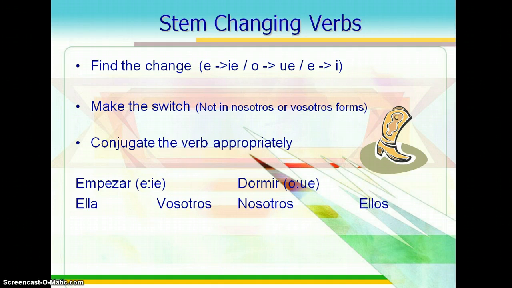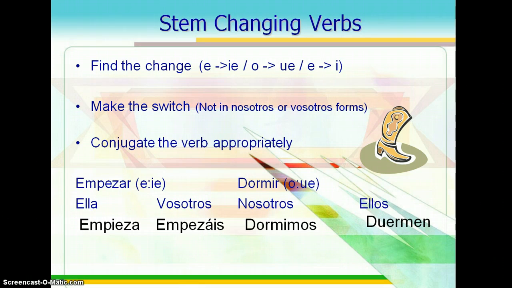But remember, you do not switch, so you don't do the stem change in nosotros or in the vosotros form. So you'll conjugate appropriately. Empezar is one of them. Oftentimes you'll now see in dictionaries in our books that we use that they'll have that in parentheses after the verb. That tells you it's a boot verb. And then you just have to start remembering those ones that we use over and over again, like empezar. So ella empieza, but vosotros empezáis. Dormir, nosotros dormimos, but ellos duermen.